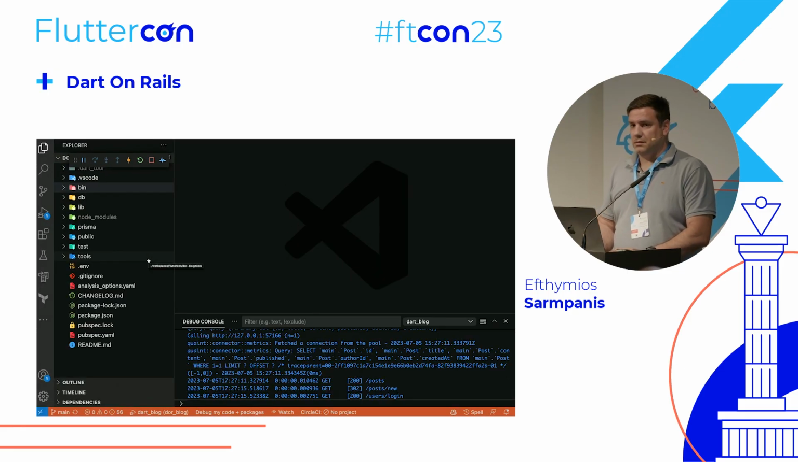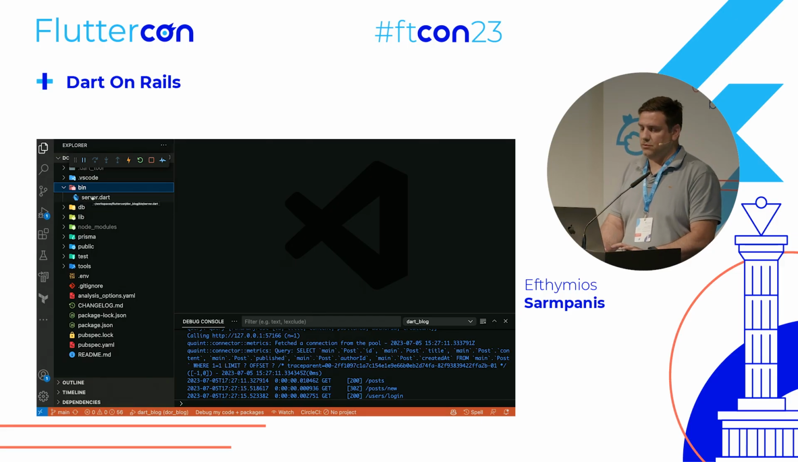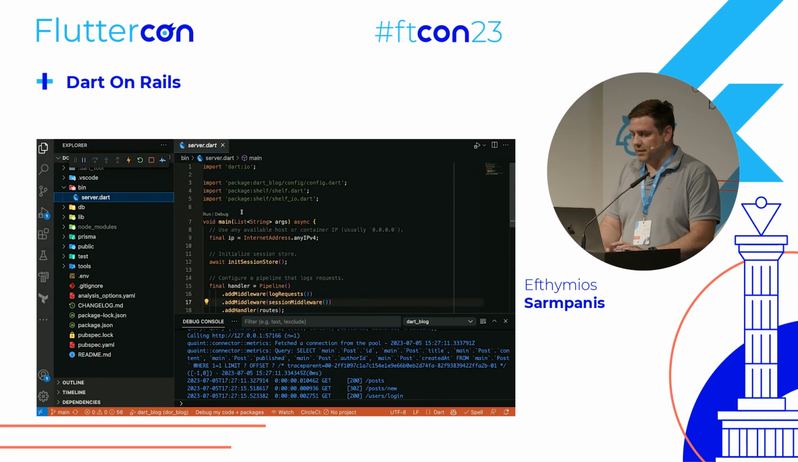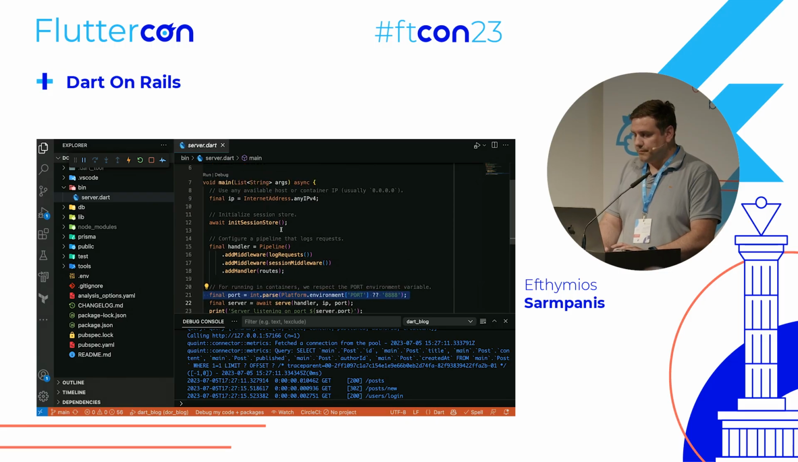Okay, all right. Whenever we create a project, there is this bin folder, and this bin folder has a main.dart. I don't like the name main, so I renamed it to server. It also creates some Shelf bootstrapping here, so the IP that you want to have, also the port, and all that. We're going to talk about all of those things later on. This is for the session store that we're going to use for authentication.